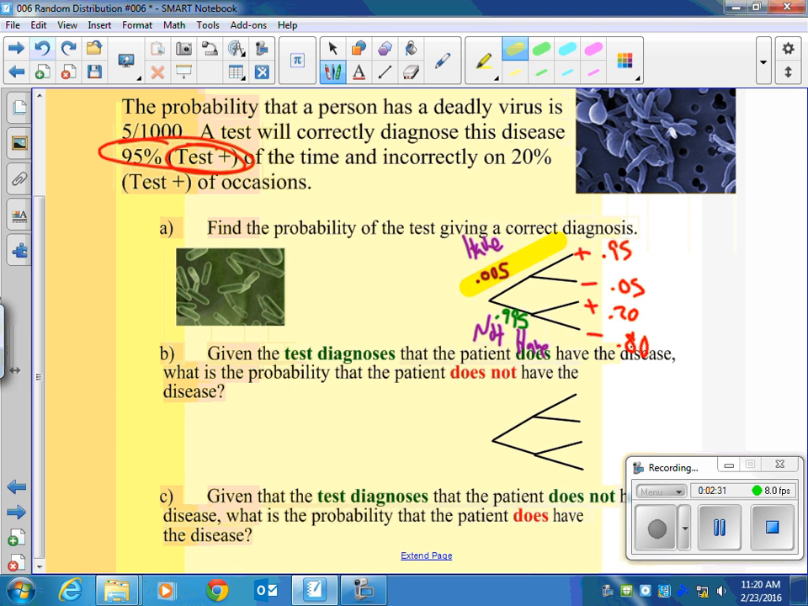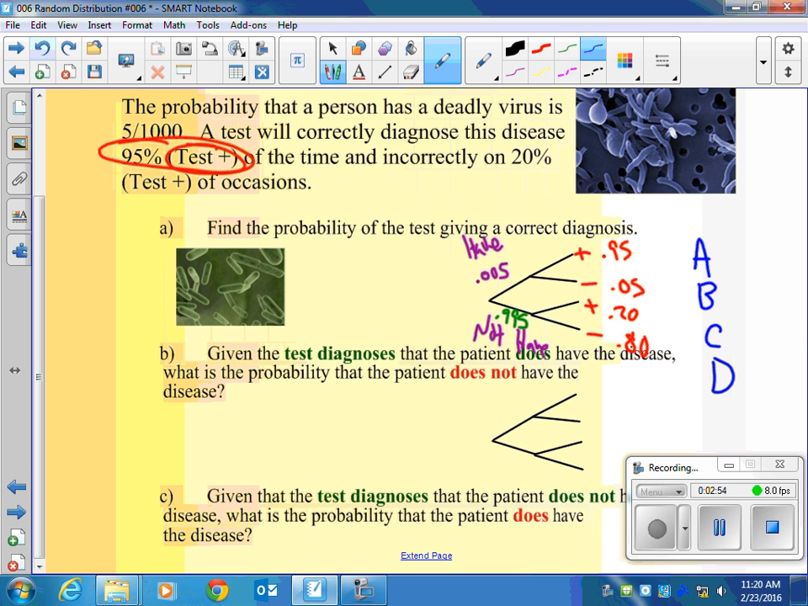So let's look at what we have here. Find the probability the test gives you a correct diagnosis. I'm going to label these A, B, C, and D. These are arms, so it's going to be this times this times this, and so on. Which of these arms, A, B, C, and D, will give me a correct diagnosis?